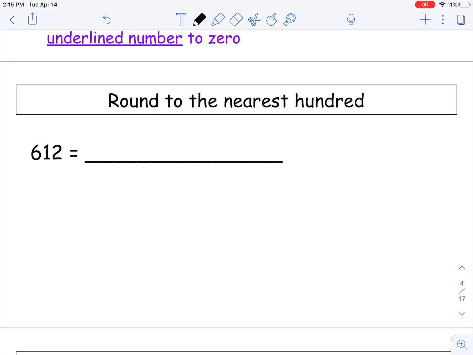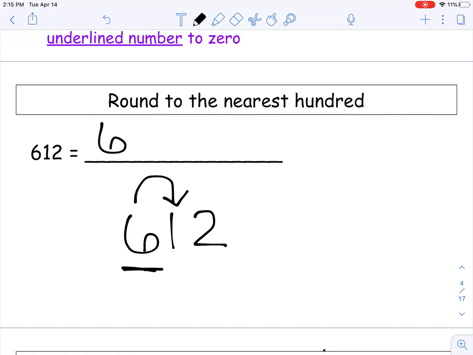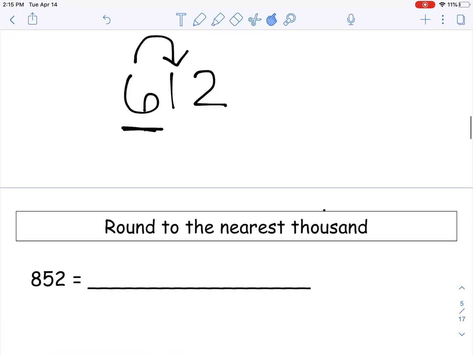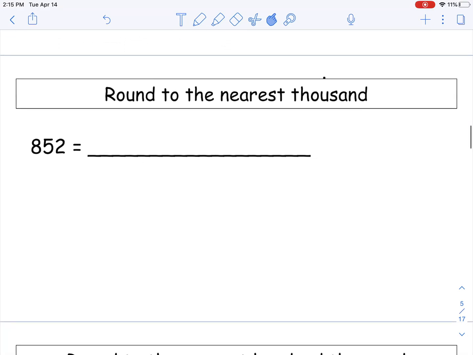So I need to see that you write the number. We're rounding to the 100, so I need to see that you underline the hundreds place and you look next door. It's a 1, so the 6 is going to stay the same. Everything after it becomes a 0. Again, please make sure you are showing your work. It's very important that you show me your work because I am not with you while you're completing this, so I need to make sure you are doing it correctly.